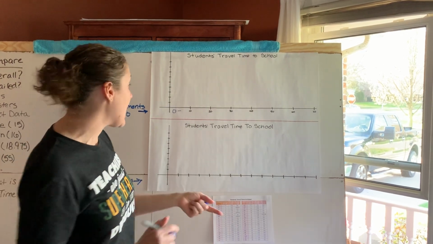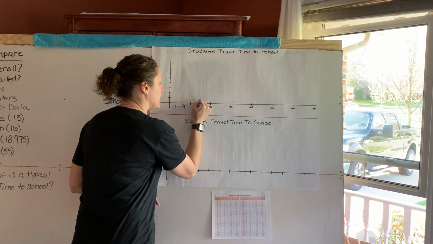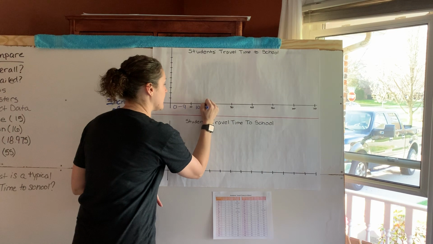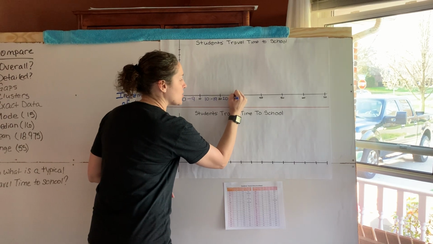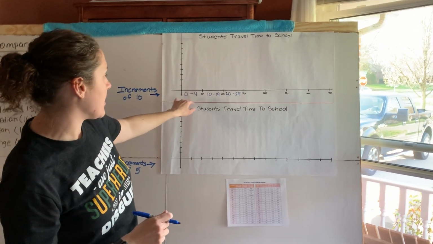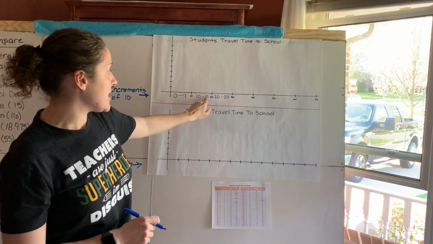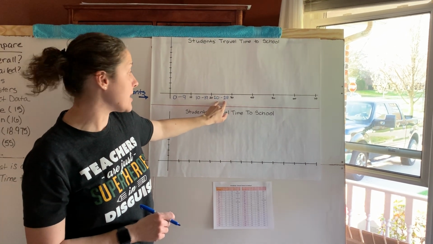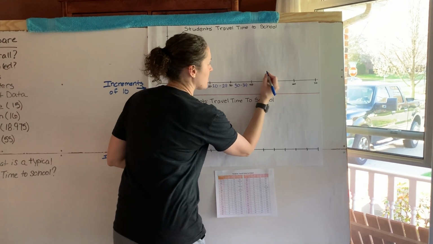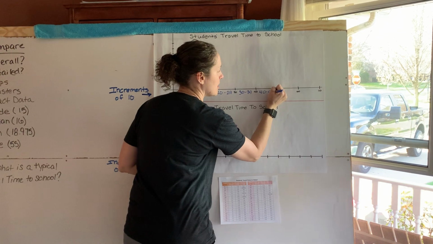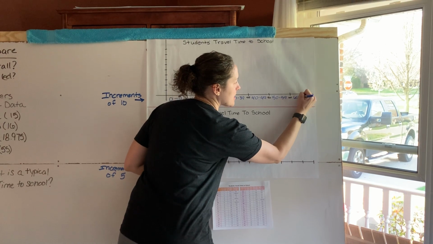0 to 9 is actually 10 data points. The next one then would be the 10 to 19. And then you're going to have your 20 to 29. And now I want you to notice a pattern here. This first interval was all of the ones. This is all of the tens. This is all of the 20s. This will be all of the 30s. This will be all of the 40s. This will be all of the 50s. This will be all of the 60s.